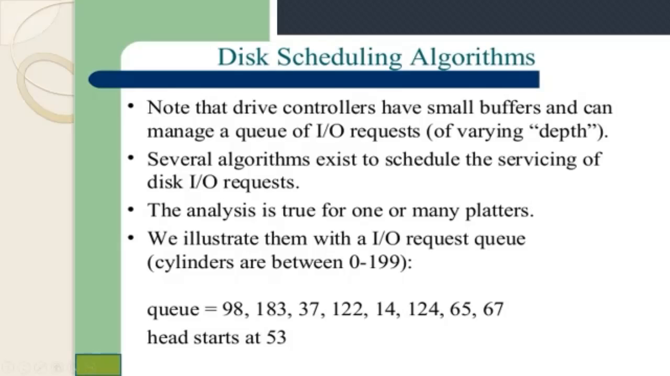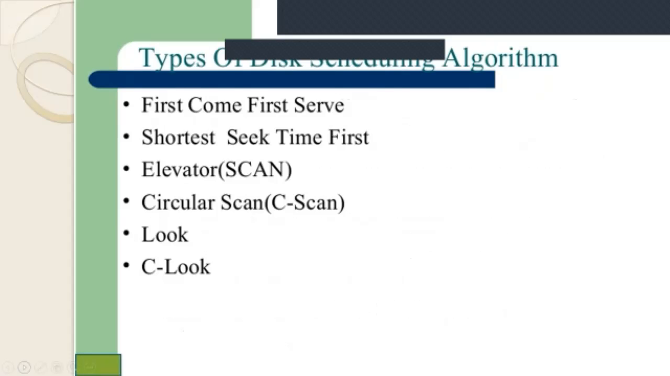But suppose this is an example. Suppose this is a queue. In this queue, these are the several elements, and the head starts at 53. FCFS, look, these are the algorithms on which the numericals will be based. Maybe in my next class, I think on Monday, I will explain these scheduling algorithms.